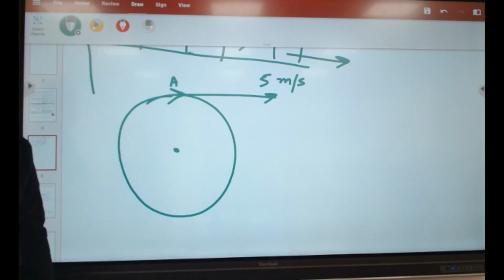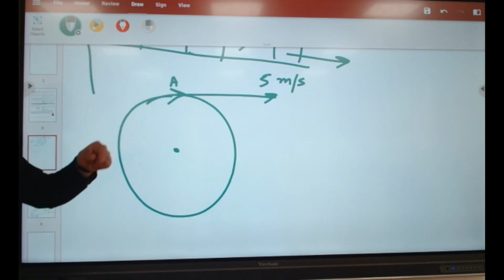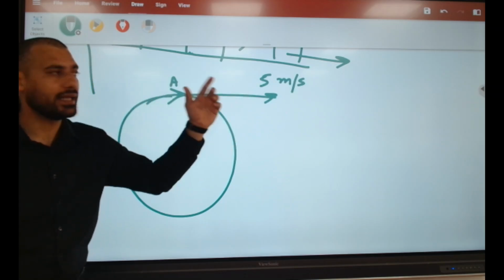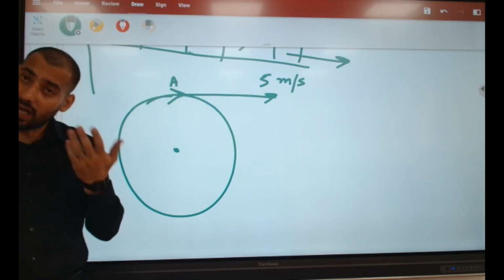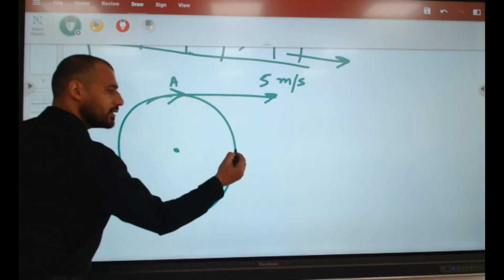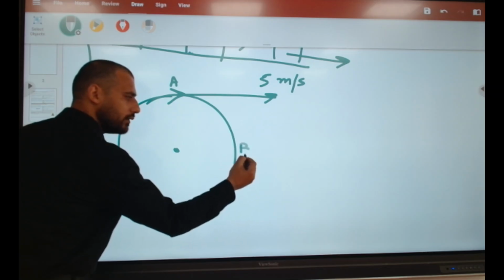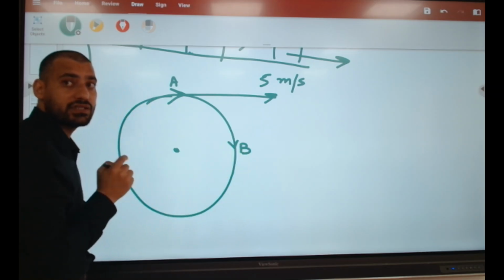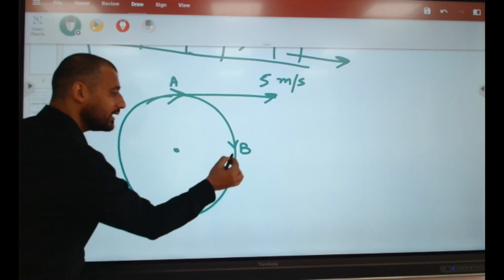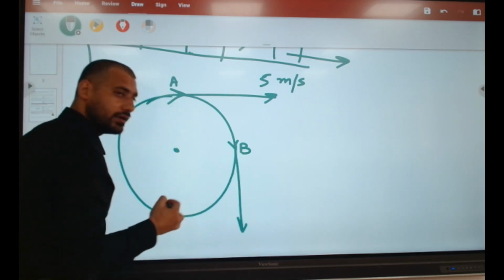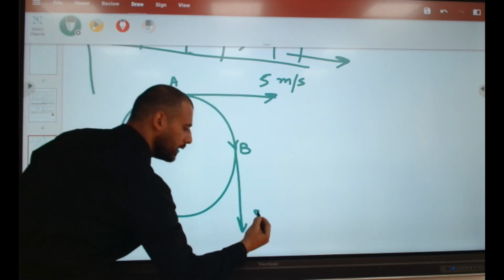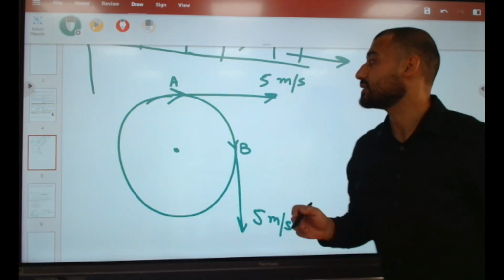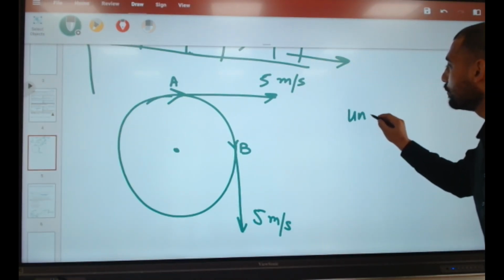Is that clear? At this point, what is happening? The velocity is towards the positive x direction, isn't it? And the magnitude is 5. Now, for example, after some time, the body reached point B. And what will be the velocity at B? In which direction? Down. Exactly. So the direction is down. But the magnitude, for example, is again 5 meters per second. That means the body is in uniform circular motion.